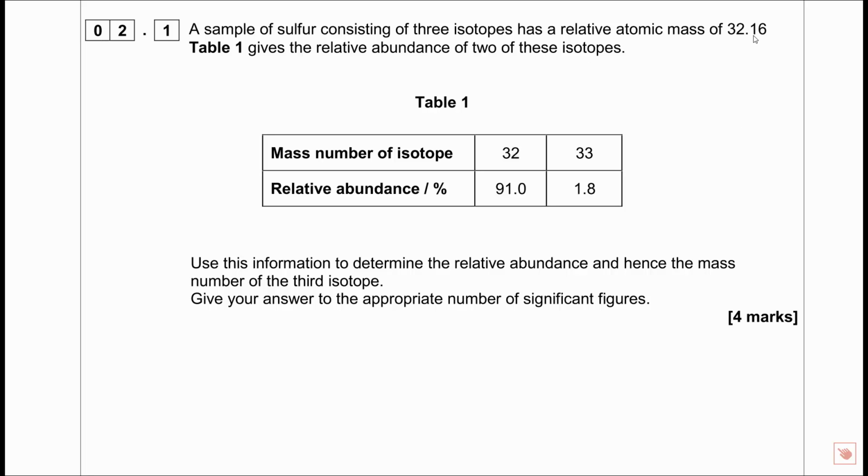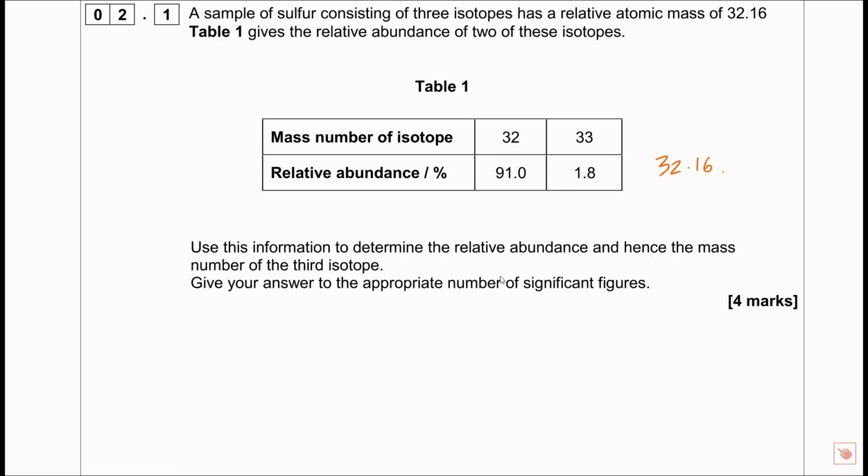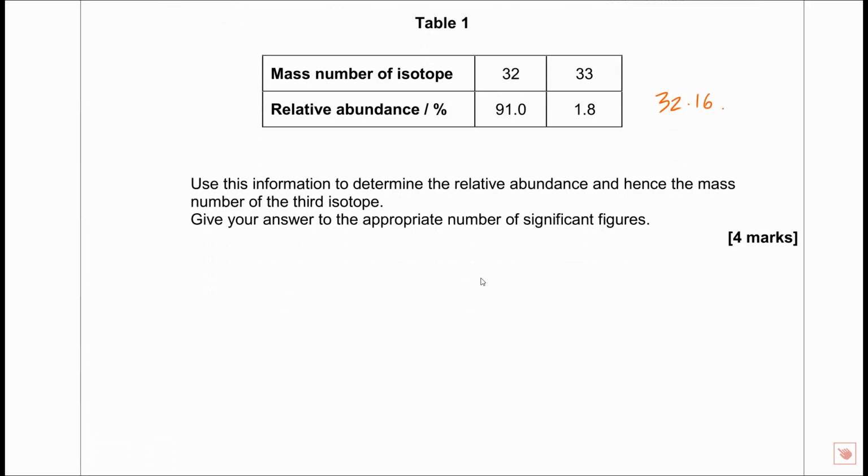Right, okay, this is a flip around the question. So we're given the relative atomic mass of 32.16. I'm going to put that here because I'm going to scroll down slightly. We're given the relative abundance of 2 isotopes, and basically we've got to find the mass number of the third. Oh, this is a dark question. Okay, first off, our other isotope here, which is essentially going to be X.